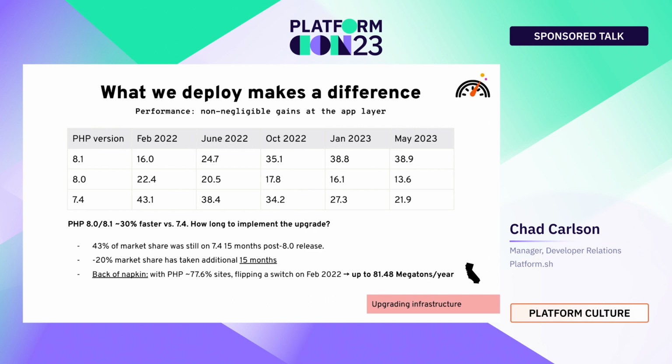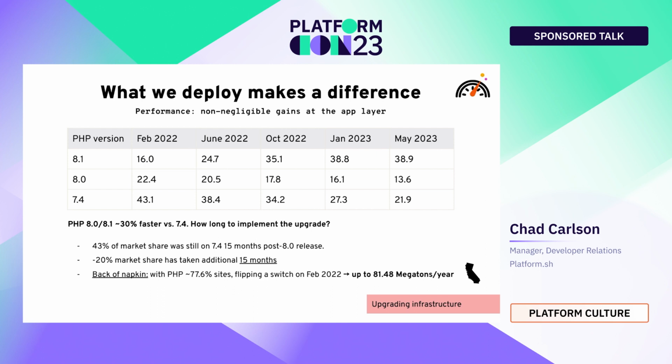I mean, if we take a look at the comparison of PHP 7.4 versus 8.0 and 8.1, for the most part, we're talking about a 30% faster version of PHP. But PHP 7.4 was released in November of 2020, and by February of 2022, there was still a 43% of all PHP website market share still on 7.4.